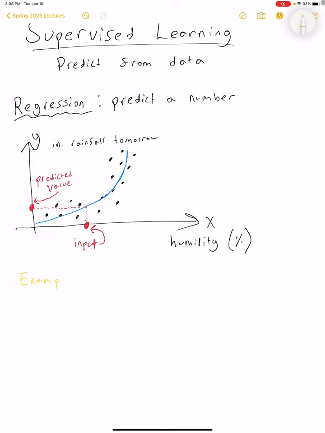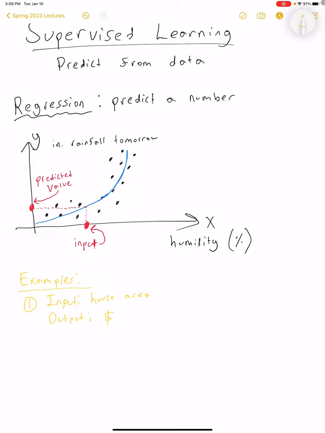House price to area. So what's the input in that case? The area, like the square meter of the property. And what's the model predicting? The house price. Cool, in dollars. Any other examples?